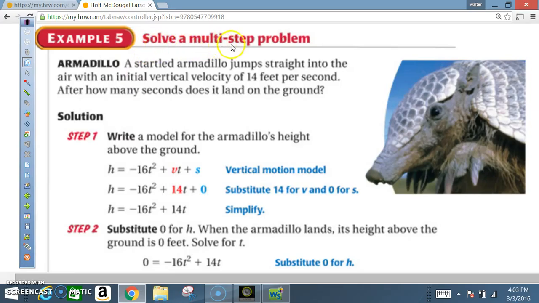Example 5, solve a multi-step problem. Armadillo. A startled armadillo jumps straight into the air with an initial velocity of 14 feet per second. After how many seconds does it land on the ground?